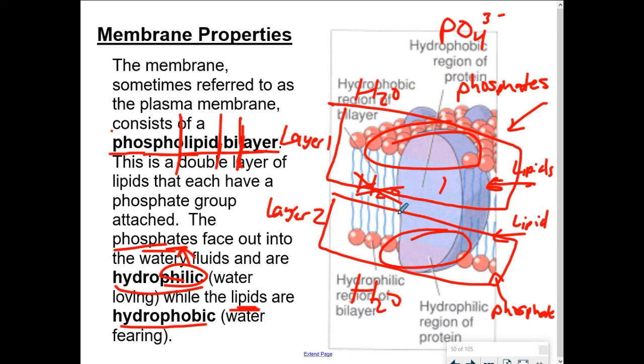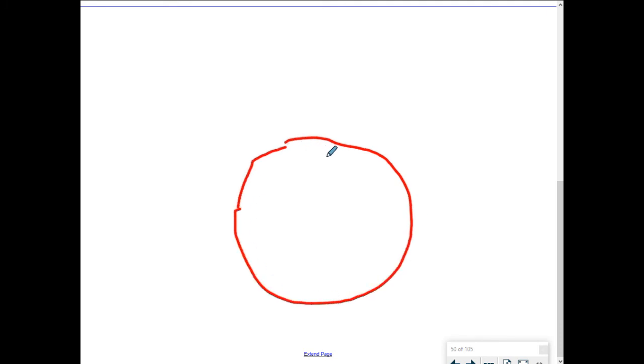And your last class asked you, which side is inside of the cell, which side is outside of the cell? It really doesn't matter. Which side is inside and outside right here? This is a double layer. Maybe a better way of drawing it is that the cell goes in a full circle, and what you've got is this double layer going on right here.